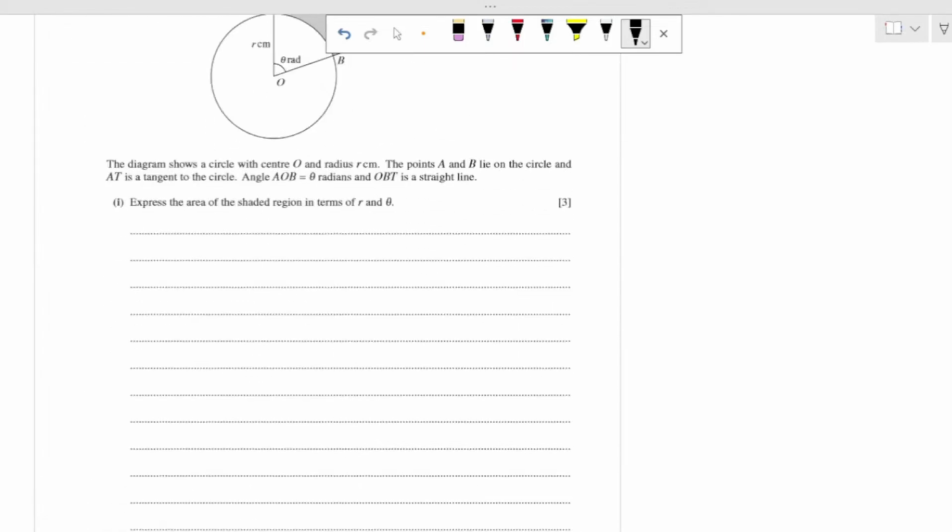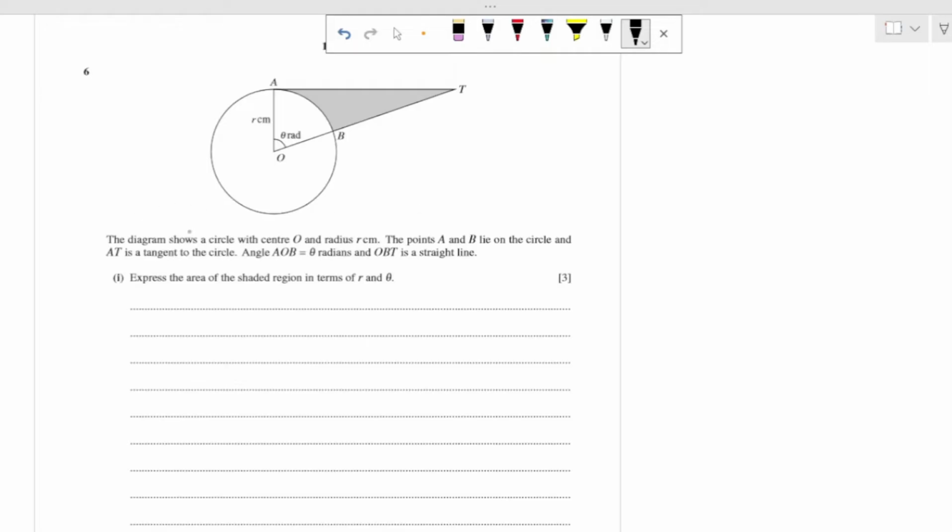Now we have a question about radians and sectors. The question asks: the diagram shows a circle with center O and radius R. The points A and B lie on the circle and AT is a tangent to the circle. Angle AOB equals theta radians and OBT is a straight line. Express the area of the shaded region in terms of R and theta.